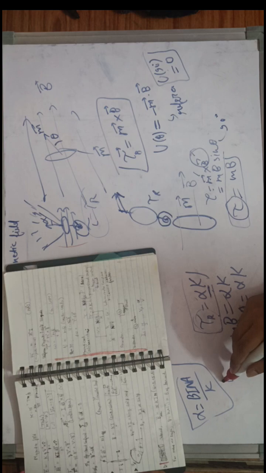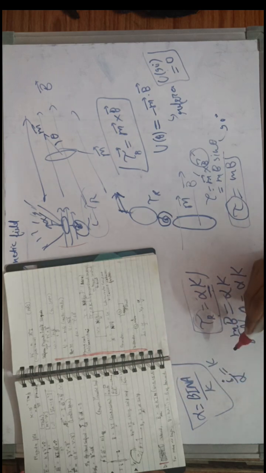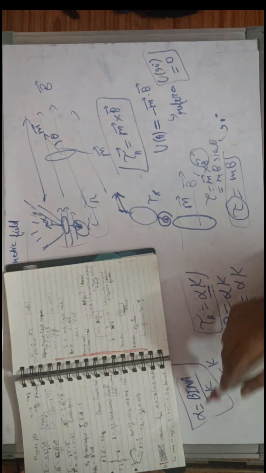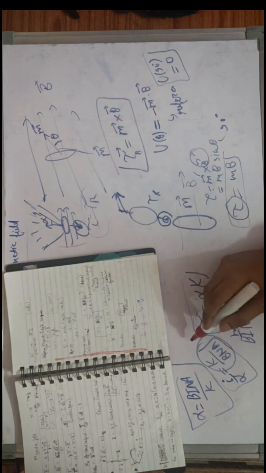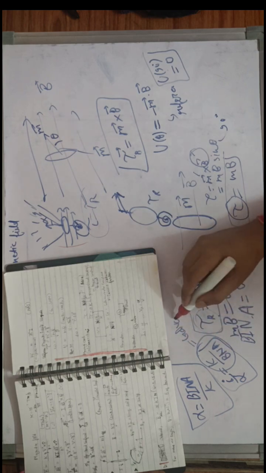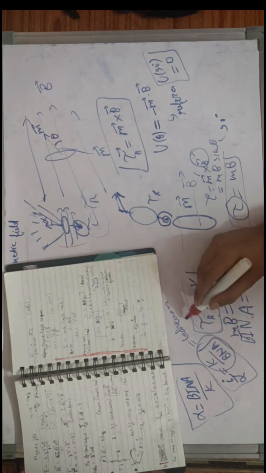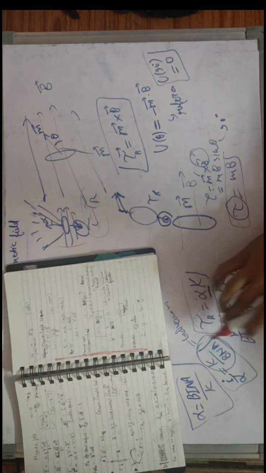The current per alpha, the current taken per unit deflection, is equal to k over B N A. This value, k upon B N, is called the galvanometer constant, or it is called the current reduction factor.